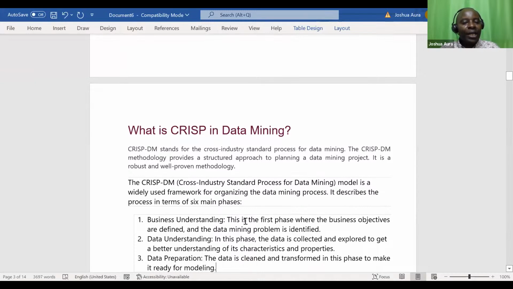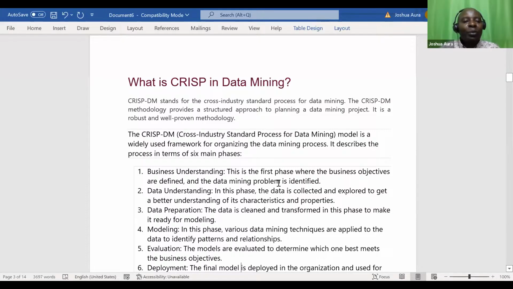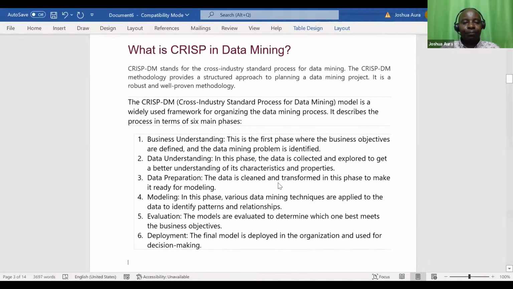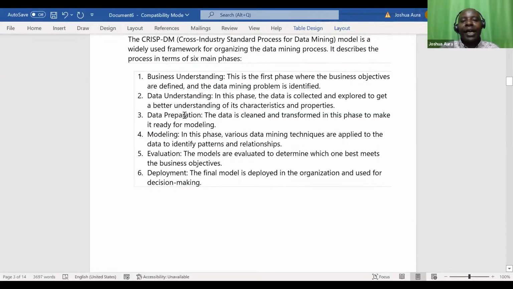The first thing you have to do in any data mining process is business understanding. You must understand the business. This is the first phase where the business objectives are defined and the data mining problem is identified. Number 2, data understanding. In this phase, the data is collected and explored to get a better understanding of its characteristics and properties. So we must understand the data itself. Then we prepare the data. In data preparation, the data is cleaned and transformed in this phase to make it ready for modeling.